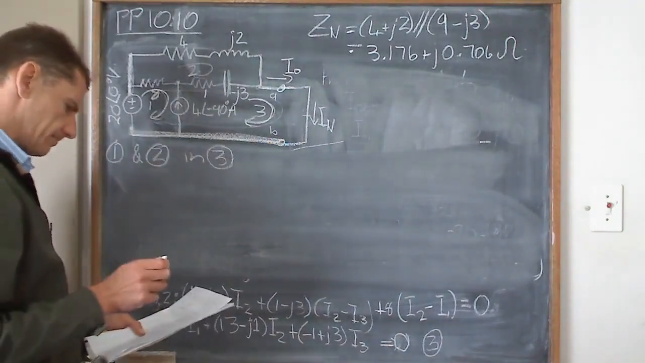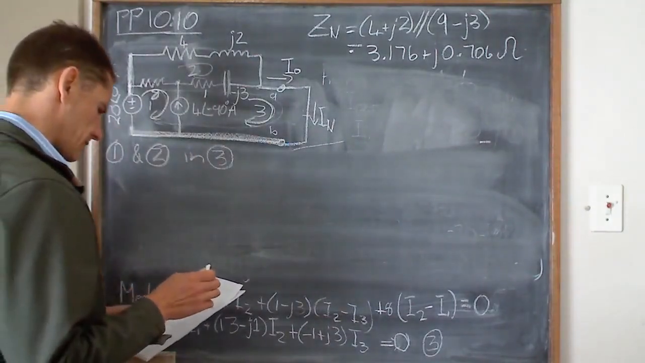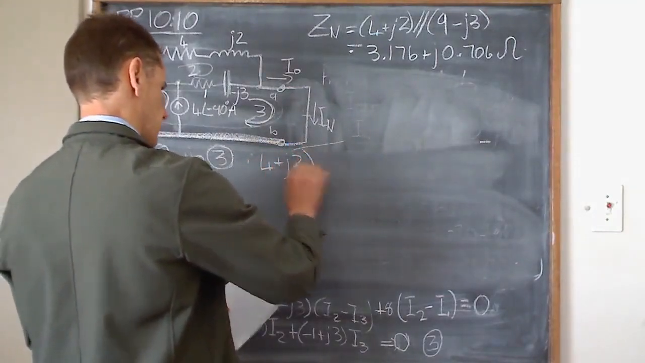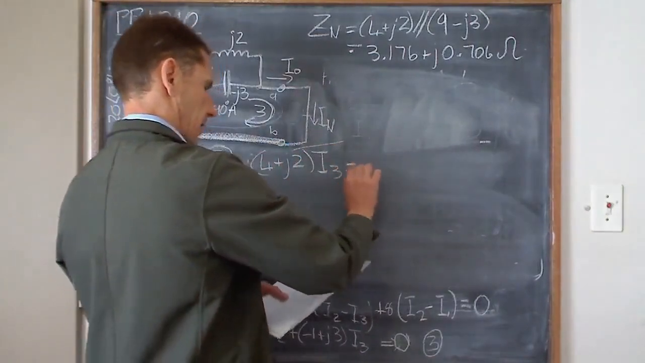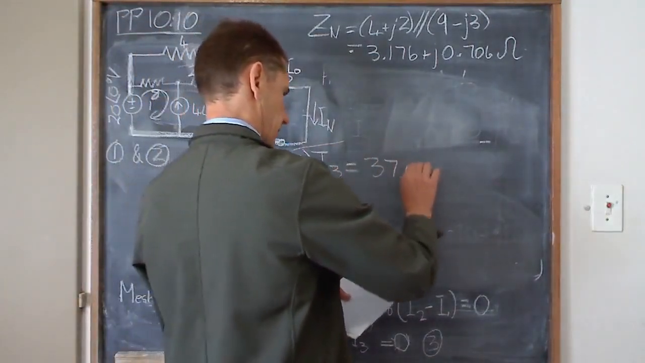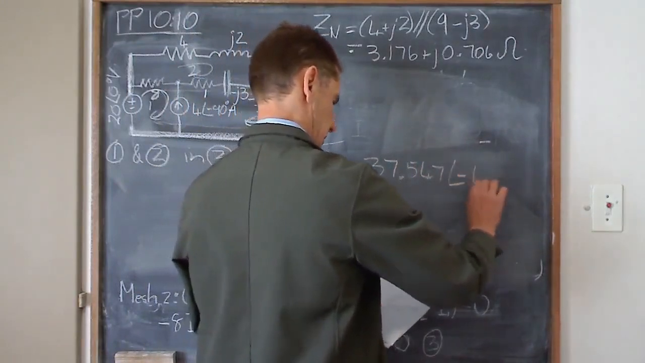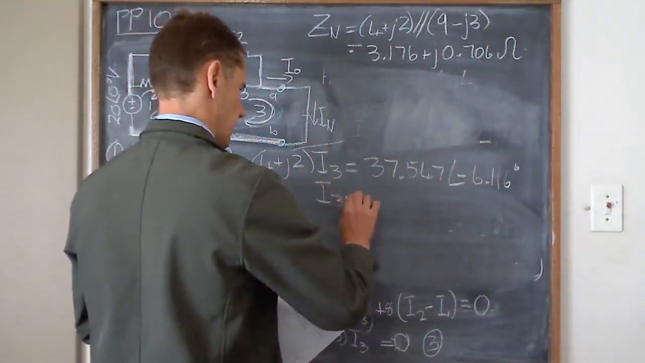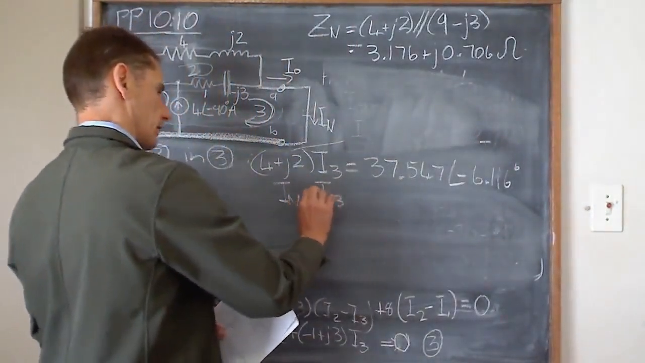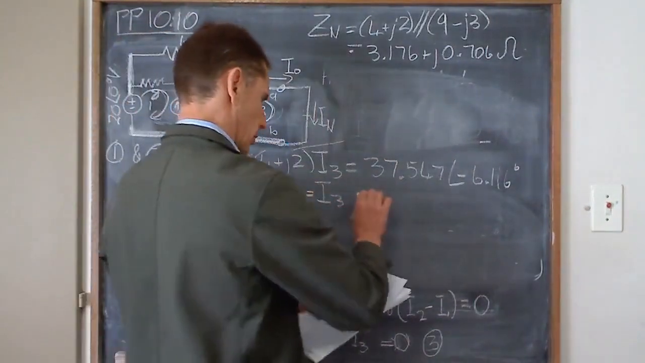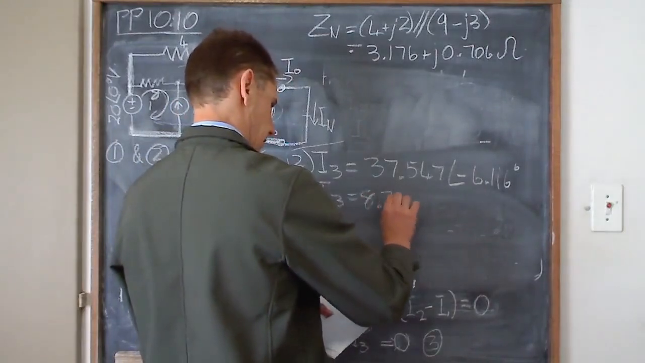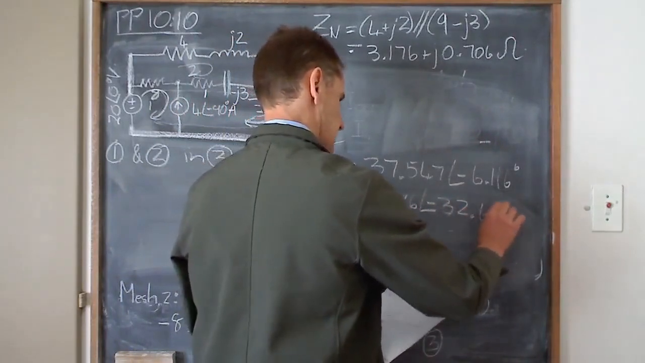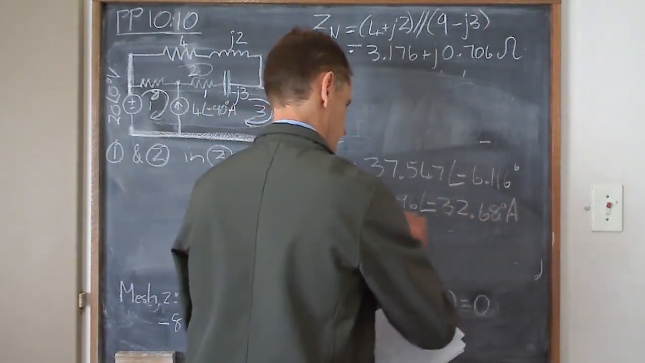You must ultimately, after all the substitutions, get something of the form of 4 plus j2 I3 must equal 37.547 angle minus 6.116 degrees, which then means that I3, or rather I Norton, equals 8.396 angle minus 32.68 degrees amps.